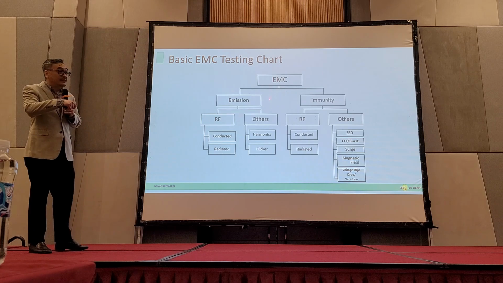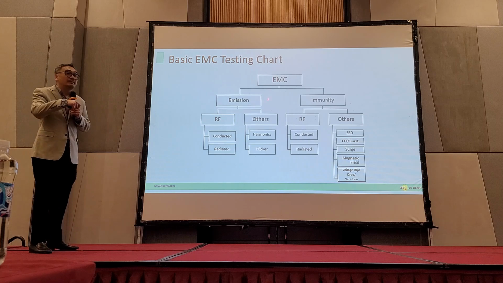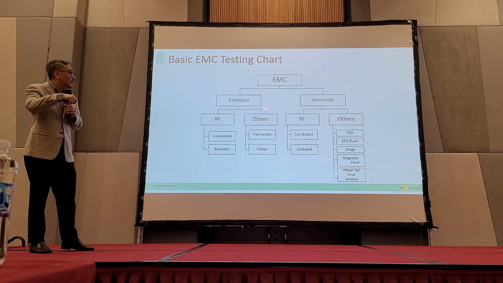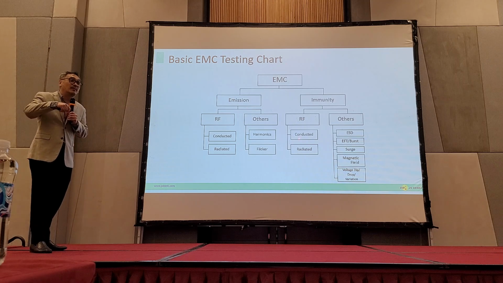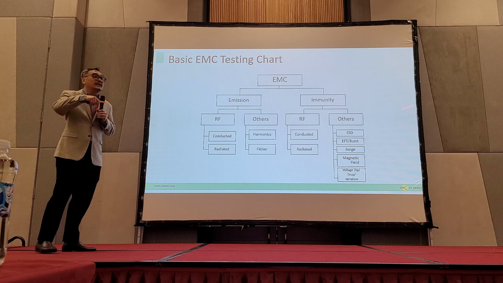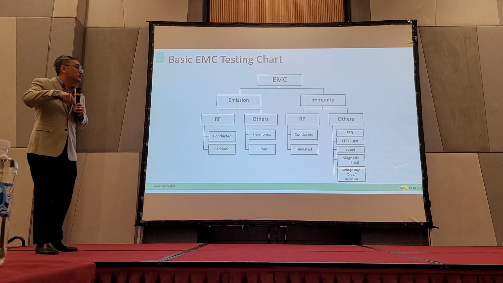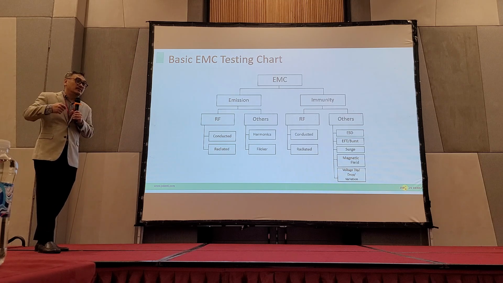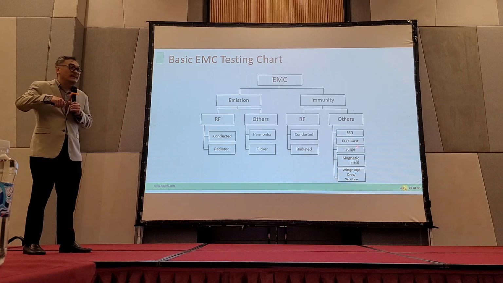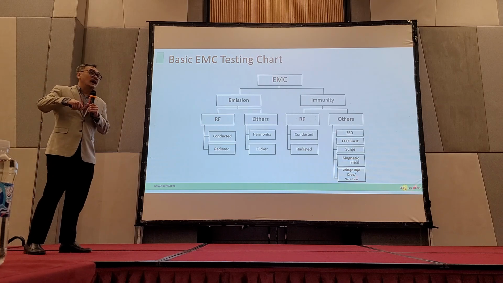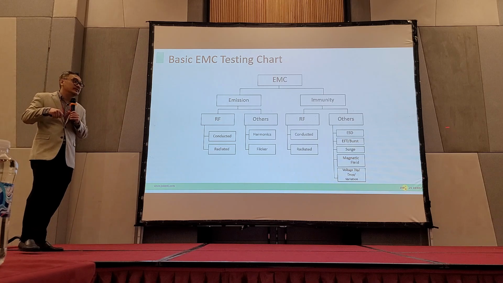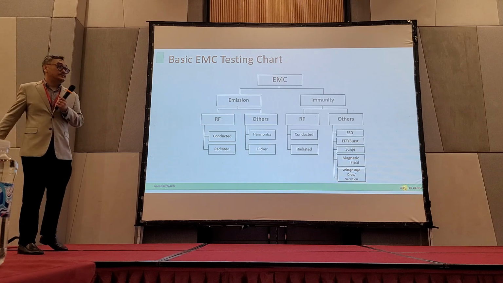We have emission tests. Emission means that we measure the noise. So we measure from RF and non-RF, such as harmonics and flicker. And the same product needs to be immune. Immune means it must not be susceptible to similar noise, from the RF noise and from the high power, high voltage noise, such as ESD, surge, and burst.